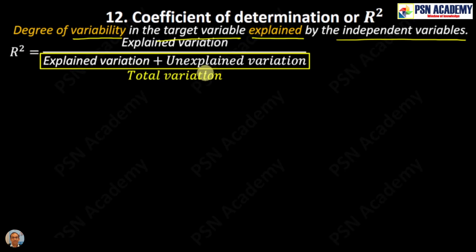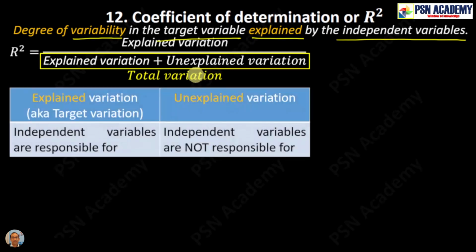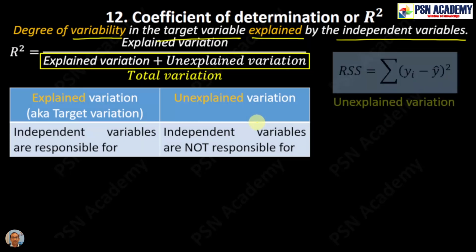That means this R squared is actually reporting the proportion of the explained variation out of the total variation, right? Now what is explained variation? This explained variation is also known as target variation, and this variation is caused by the independent variables that you have at present in the dataset. And the unexplained variation is that variation for which your present independent variables in your dataset are not responsible. Then what is unexplained variation?